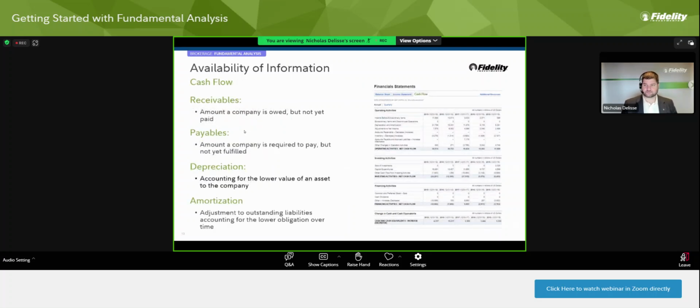Now, shifting over, cash flow and such. This is what a company is doing with their cash. Talk about receivables. It's what a company's owed, but hasn't received yet. Payables, what a company owes, but hasn't paid yet. Then depreciation, amortization, and such, where their machine's only good for 5 years.